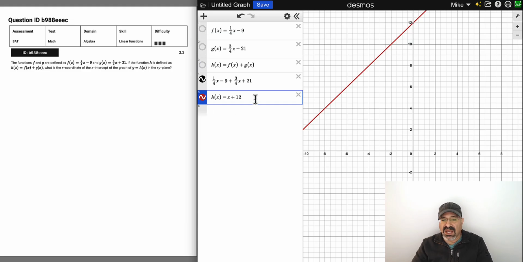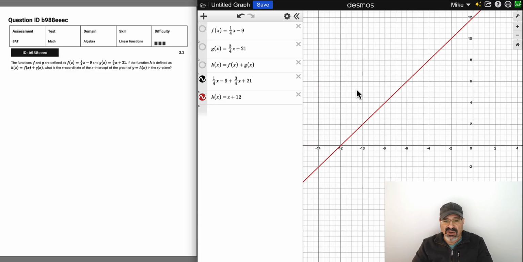All right, so we now have this, h(x) is equal to x plus 12, and the question asks us for the x-intercept. We can just see right here that it is (-12, 0), which makes sense because when we're figuring out what the x-intercept is, that means that y must be equal to 0. So we would rewrite this as 0 equals x plus 12. And that means that x must be negative 12.